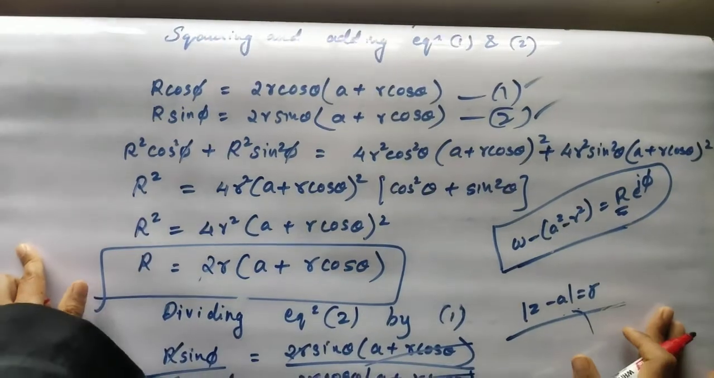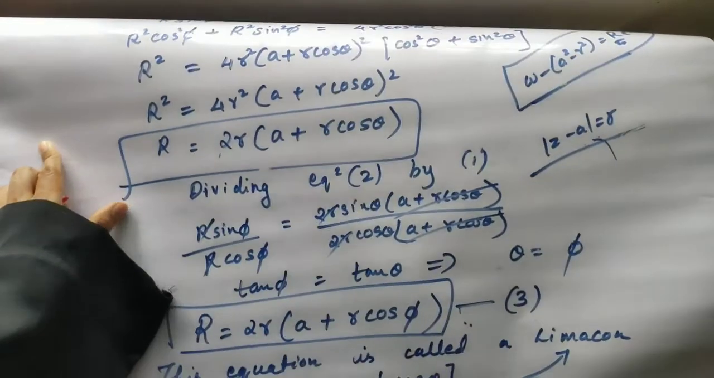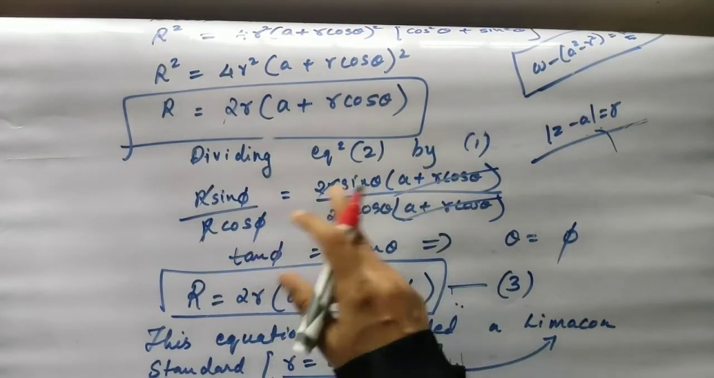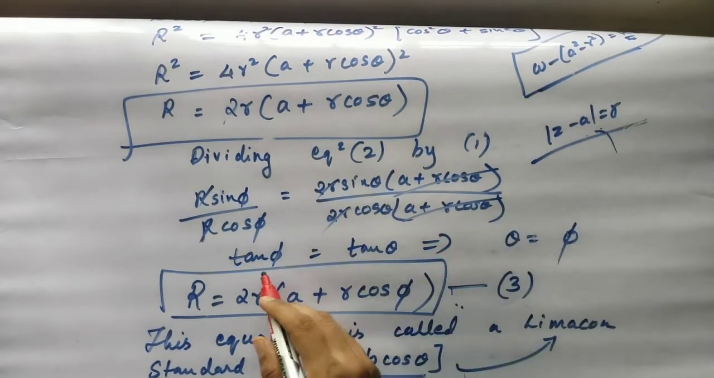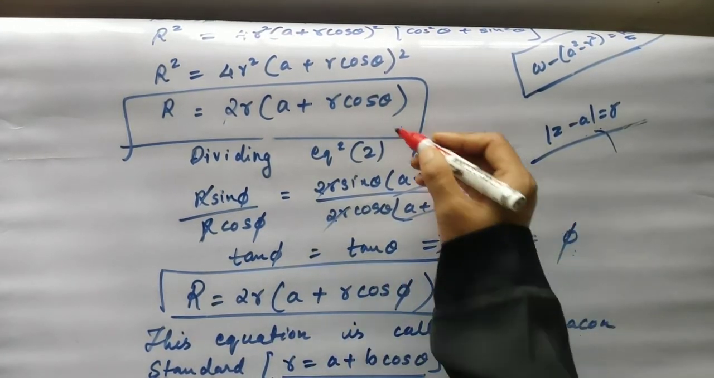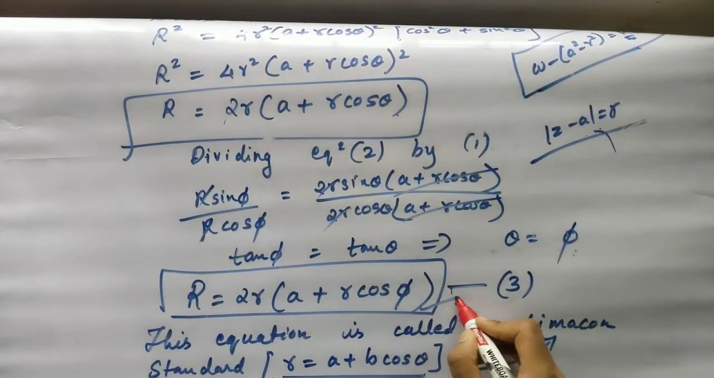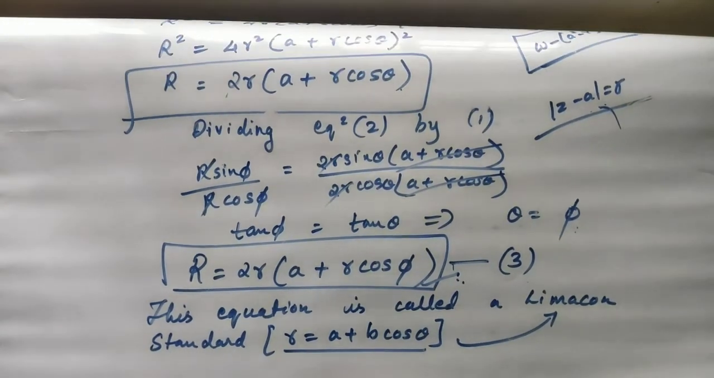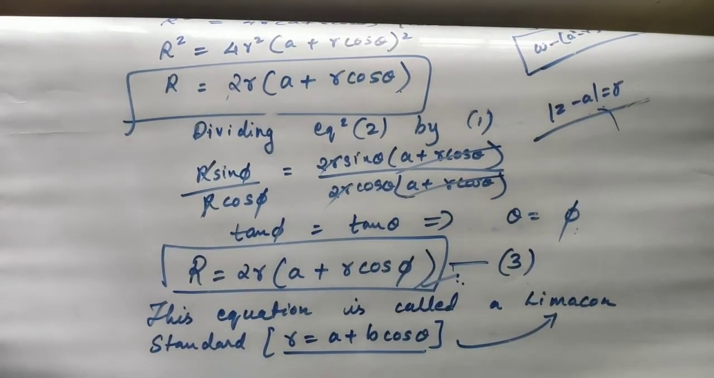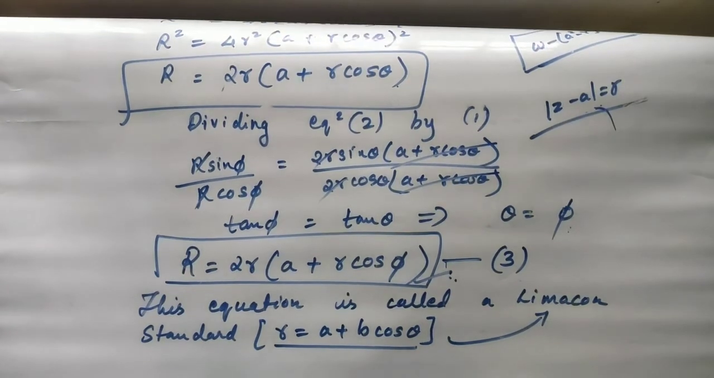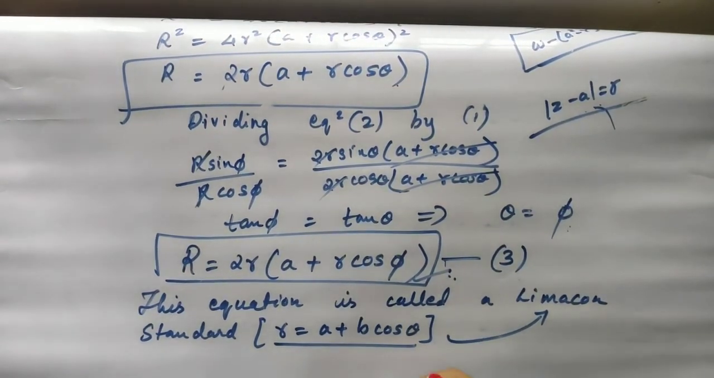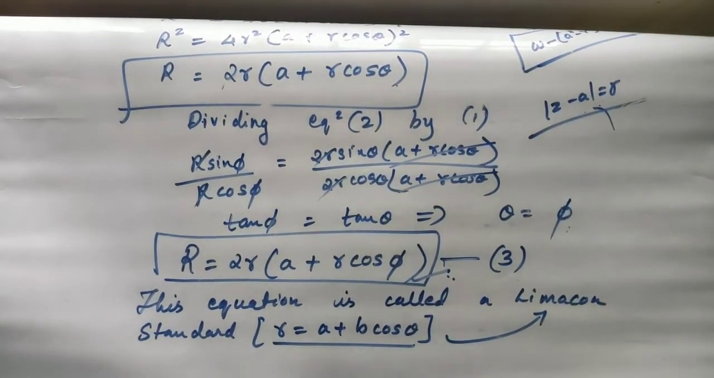After that you have to even work for your theta, or phi. For that, dividing equation 2 by equation 1, you see that you are getting theta is equal to phi. Substitute the value of theta in this equation, you get this equation. So this equation represents the equation of a limaçon. This is one of the standard problems that might appear in the question paper. Practice all of this.